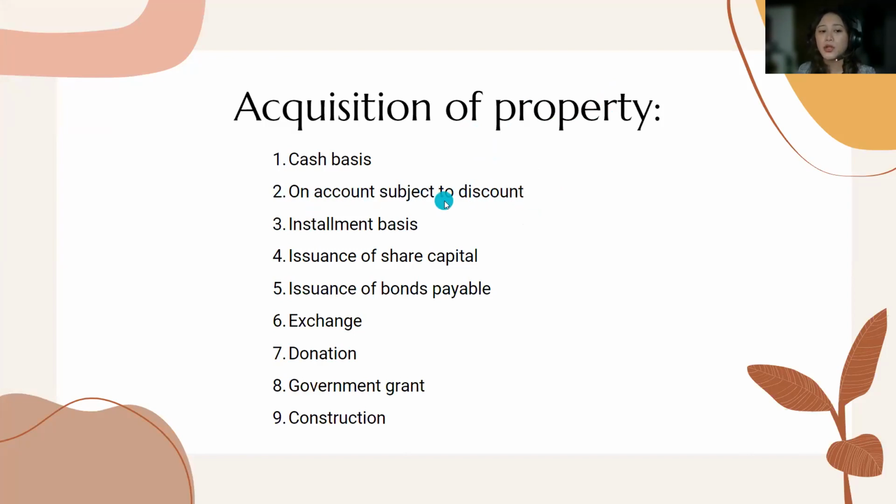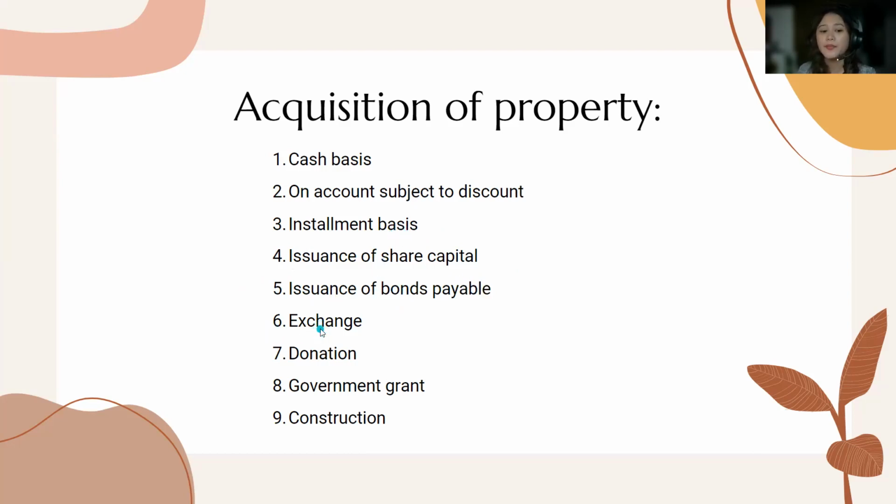So, dito papasok yun. Next is installment basis. Pwedeng nag-issue ka muna ng notes payable, bayaran ko na lang in 3 years. Installment basis. Issuance of share capital. Let's say, kapalit nun, bibigyan kita ng 10,000 worth of shares ng company ko. So, meron tayo another consideration for those. Next is issuance of bonds payable. So, pwedeng bonds payable, bukod dun sa notes payable.